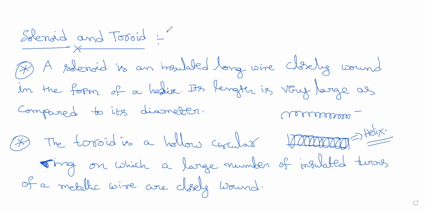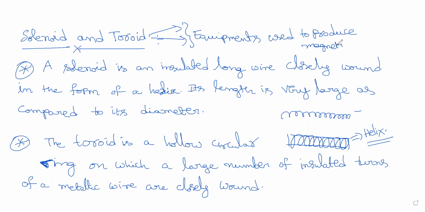Okay, solenoid and toroid, these are the two equipments used to produce magnetic fields. What are solenoid and toroid? They are the equipments used to produce magnetic fields.